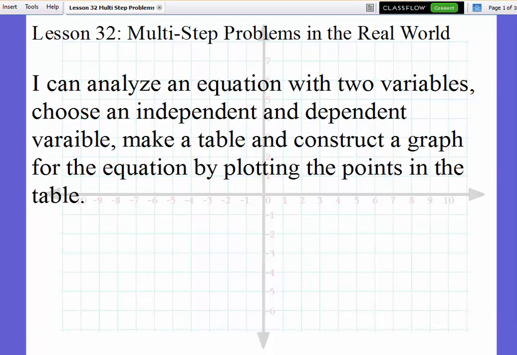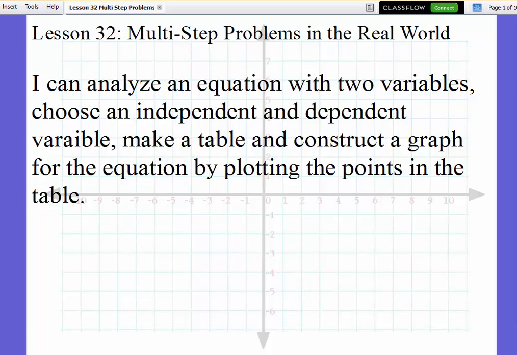So today we're going to work on multi-step problems in the real world, and our I can statement is I can analyze an equation with two variables, choose an independent and dependent variable, make a table, and construct a graph for the equation by plotting the points in the table.